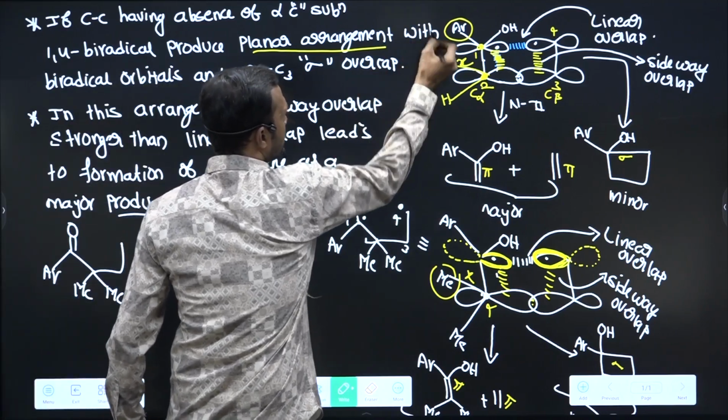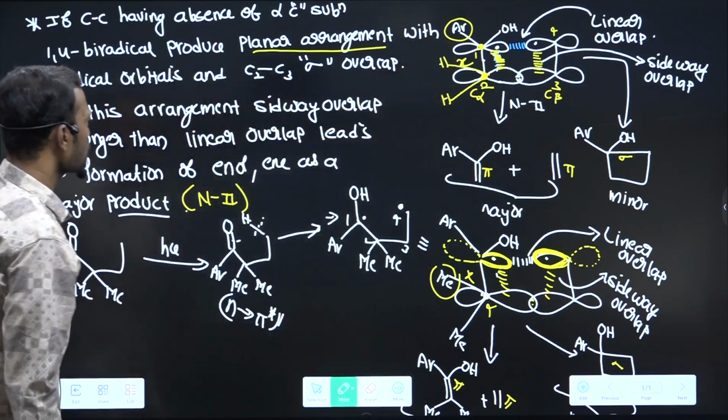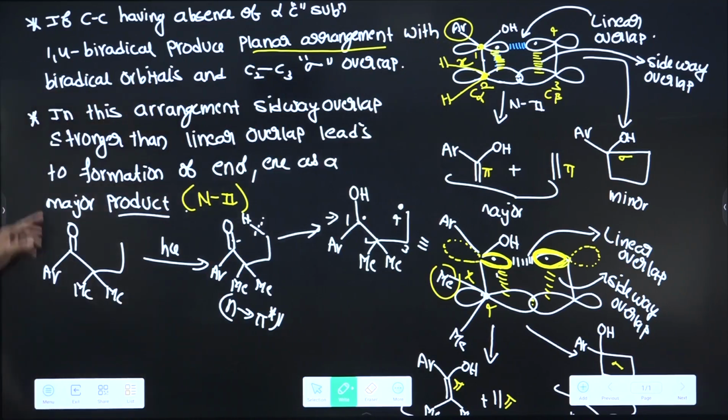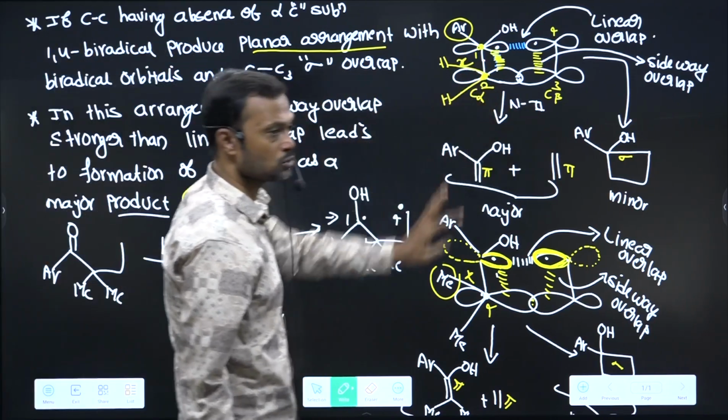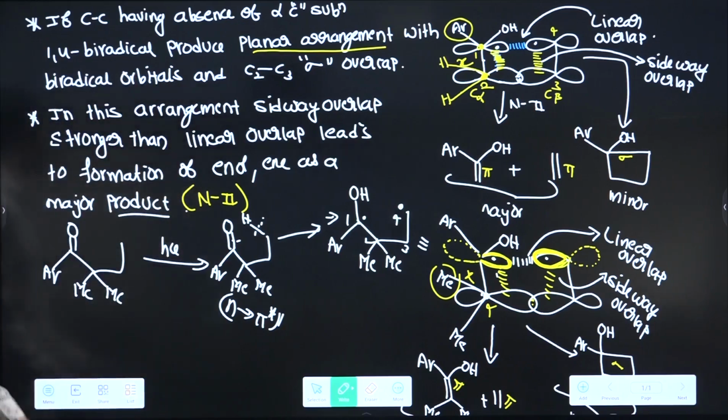Planar arrangement with biradical orbitals and C2-C3 sigma bond. So after this arrangement, sideways overlap dominates linear overlap. So at that time Norrish type 2 cleavage dominates cyclization. This is the first statement: Norrish 2 dominates cyclization if there is no substitution. So no substitution at the alpha carbon, no crowding. So that's why planar arrangement.